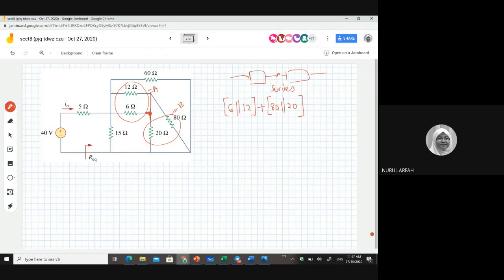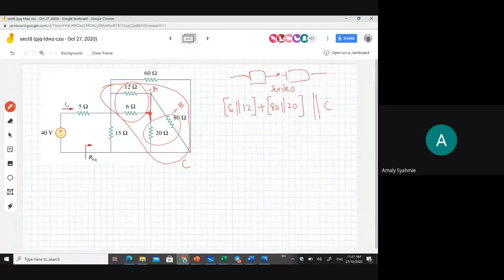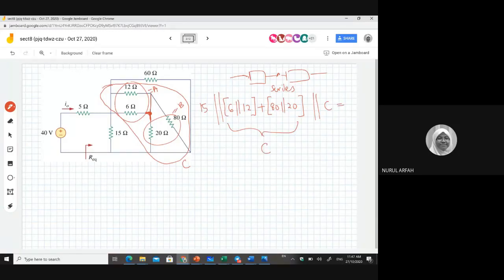Now, the answer is parallel with 60. So which one is in parallel with 60? If I put this one as C, which one is in parallel with 60? C, madam. Only C or do we have C and 15? Yeah, very good. So this is 15. This is C, sorry. So this is 60. So this is R equivalent.